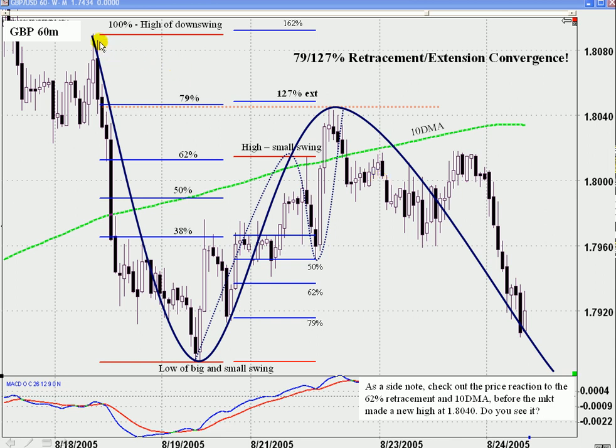A British pound 1 hour chart in a downtrend. We see price falls down. Okay, get your eyes fixed on this downtrend now. Price falls down. We have a downswing, the retracement of a downswing. Bounces at 38%, bounces at 62%, and then comes all the way up to 79%.